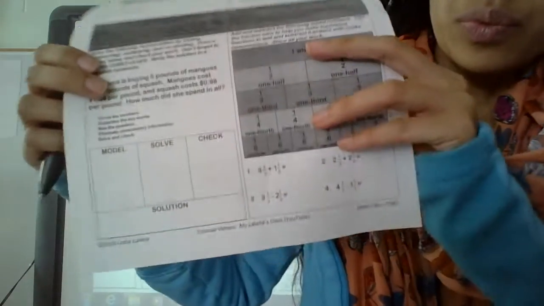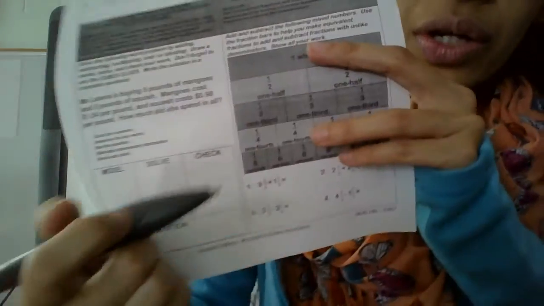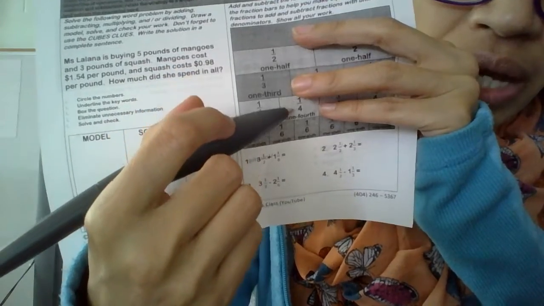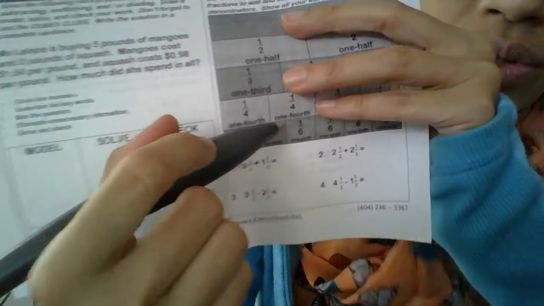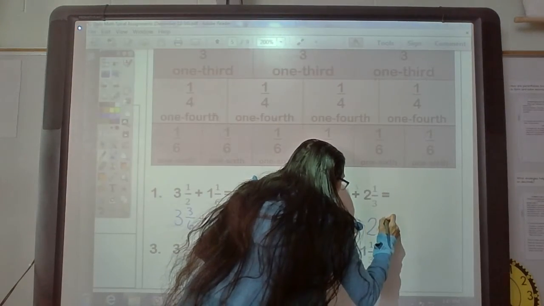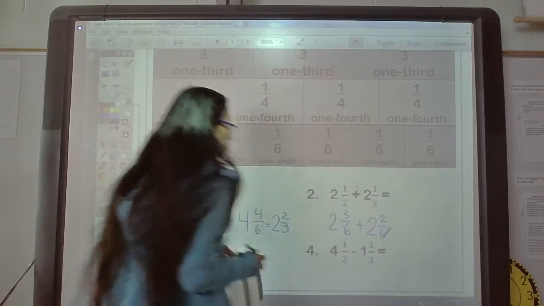And what's the next one? 2 and a third. Look, the third. 1/3 is right. Where's right? Right there. And it's the same thing as, do you see that? 2/6. 2 plus 1/3 is the same thing as 2 and 2/6.